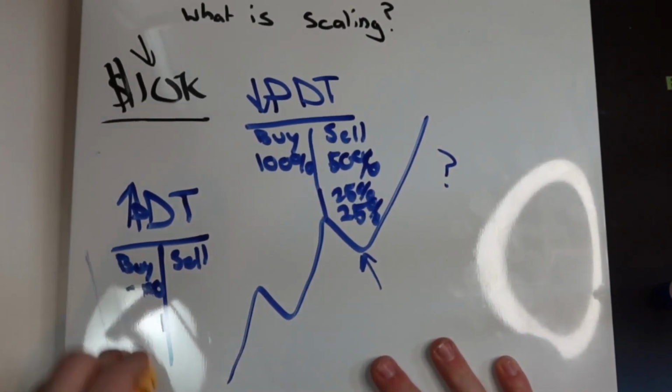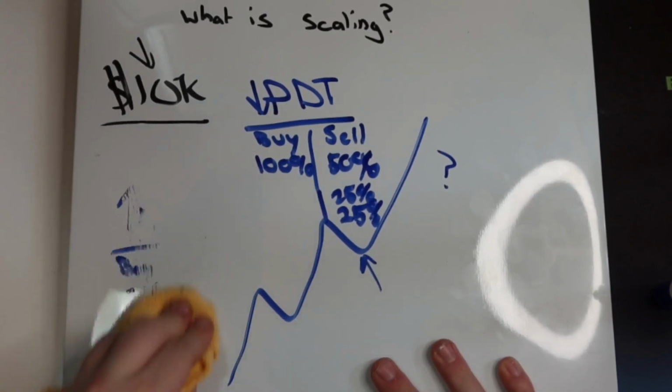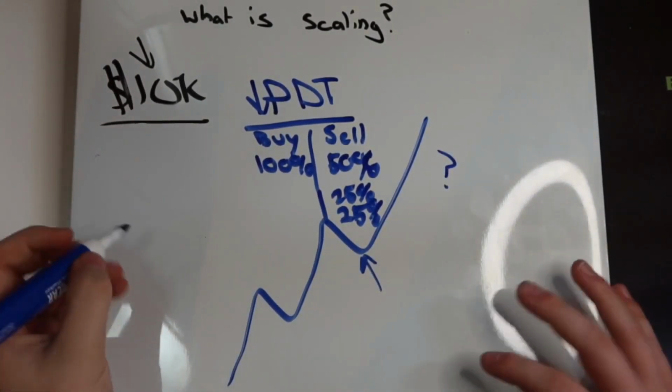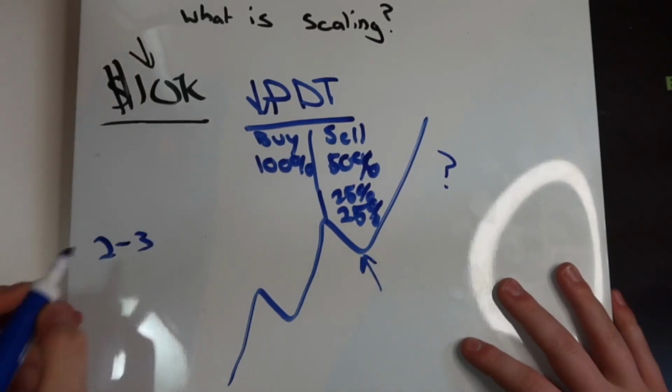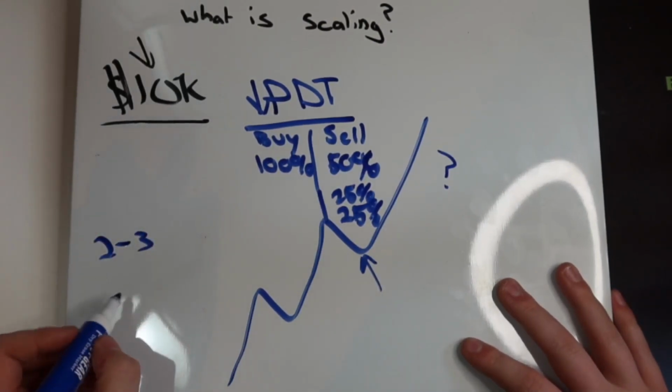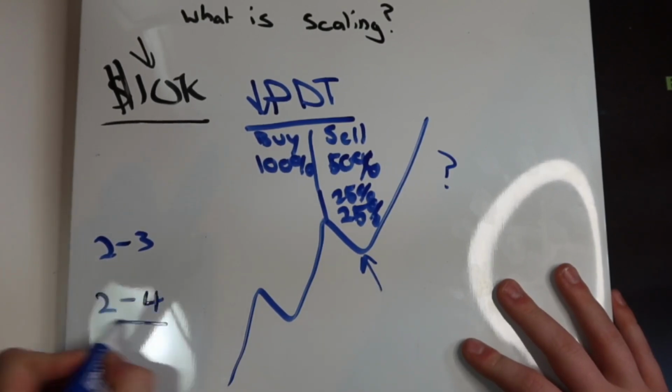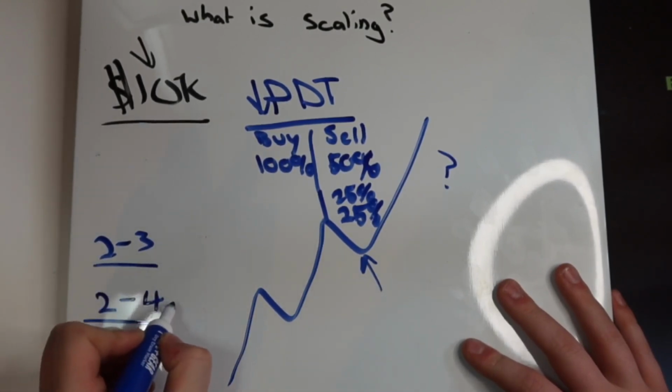Okay, especially if you're trying to buy the dip, never go all in with 100%. So on the buy side, I buy in 2 to 3 times max. On the sell side, I sell out minimum 2 to 4 times, or more.